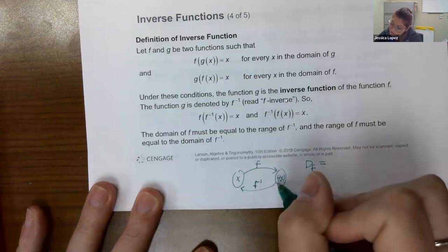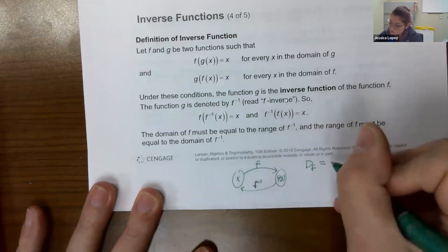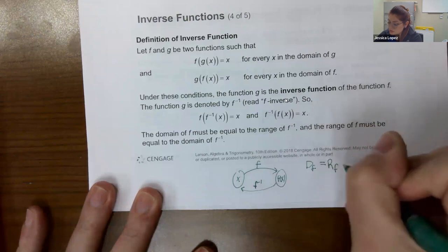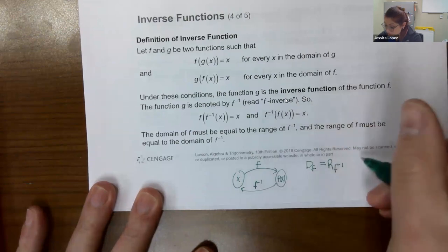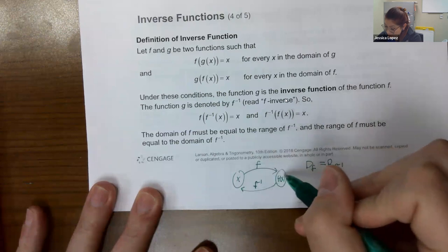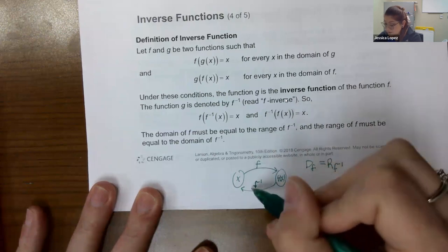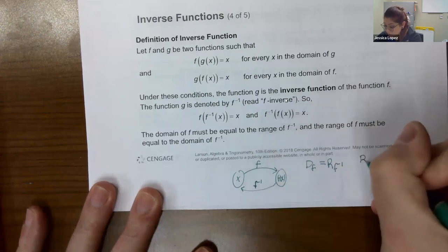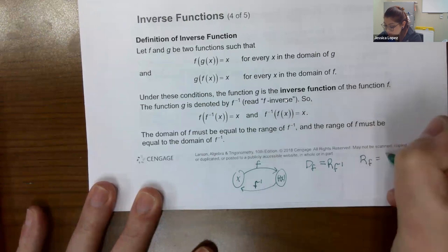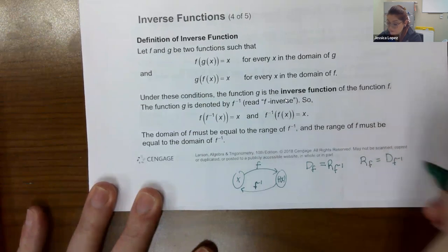But notice those are also the outputs of the f inverse. So they equal the range of the f inverse. And vice versa. Notice that after I plug it in, I get these outputs, and those become the inputs. So the range of f is actually equal to the domain of f inverse.